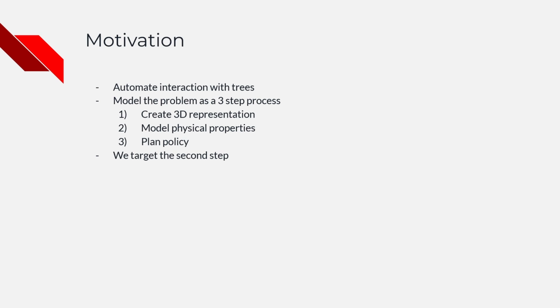The problem is commonly approached by dividing it into three sub-problems: creating a representation of the plant, modeling its physical properties, and finally, planning a policy. Our work targets the second step, aiming to predict how a tree deforms under external force by using graph neural networks.